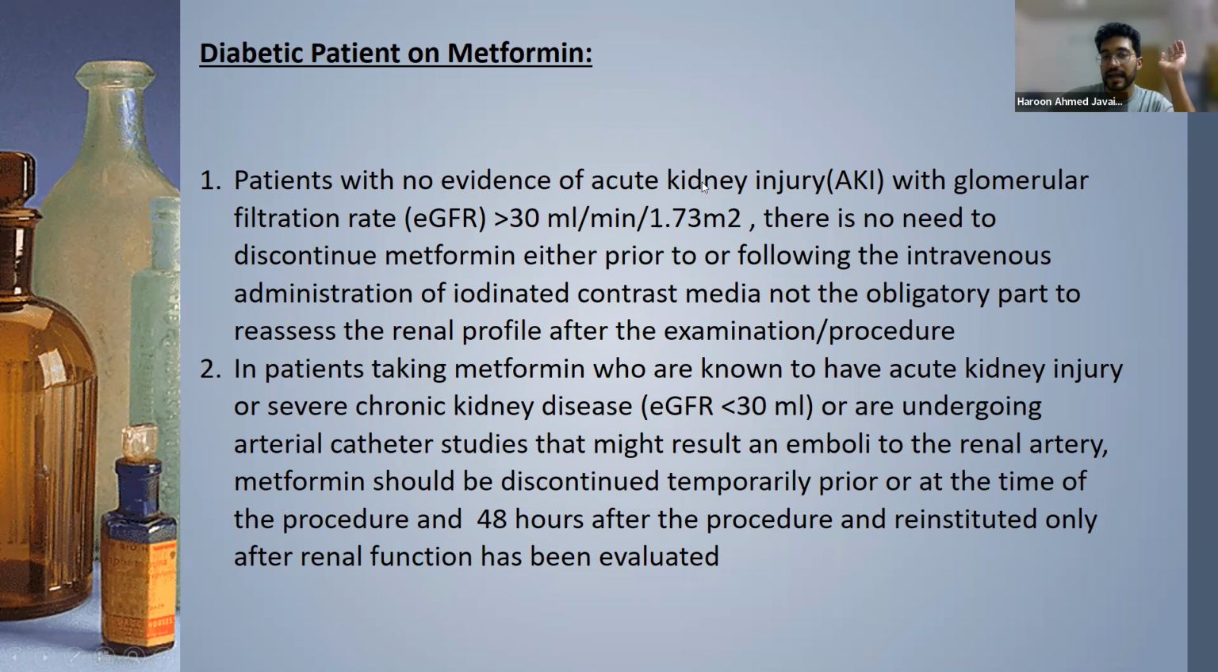So if a patient has acute kidney injury, we're going to measure the kidney function using the GFR. If it's greater than 30, then we don't need to stop metformin. But if it's less than 30, which basically means that he is in chronic kidney failure, then we will act differently. Also, if the patient is undergoing arterial catheter studies that may cause emboli to the renal artery, or any other procedure involving a catheter, metformin should be discontinued 48 hours prior to the procedure, and then restarted once the renal function has been checked again.